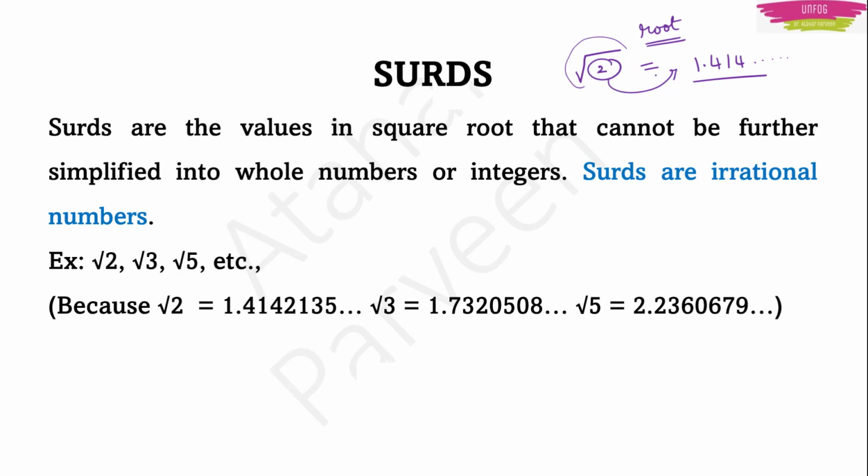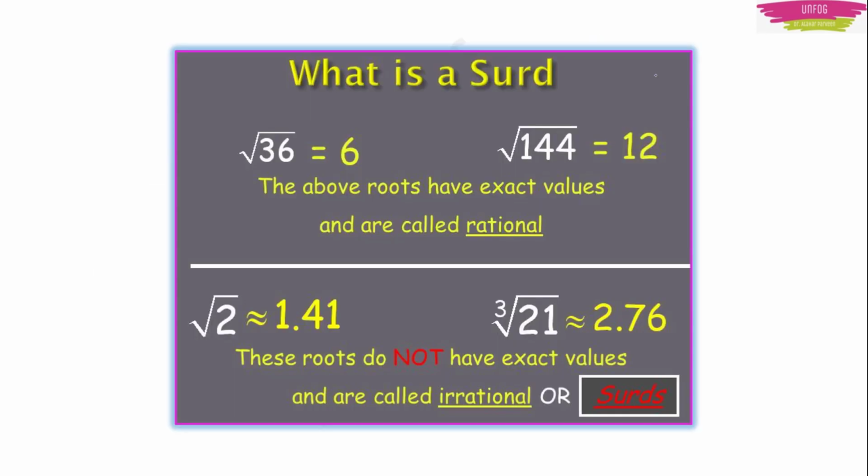So such types of numbers are known as irrational numbers or SURDS. For example, square root of 2, square root of 3, square root of 5. These are all not perfect squares, right? They don't have exact values. So such types of numbers are known as SURDS. I will differentiate between SURDS and rational numbers. Basically, irrational numbers are called SURDS.